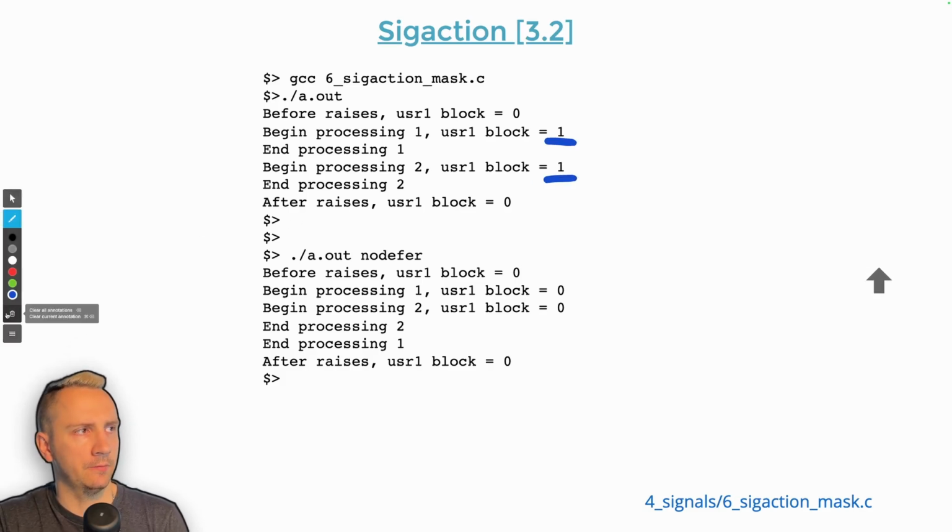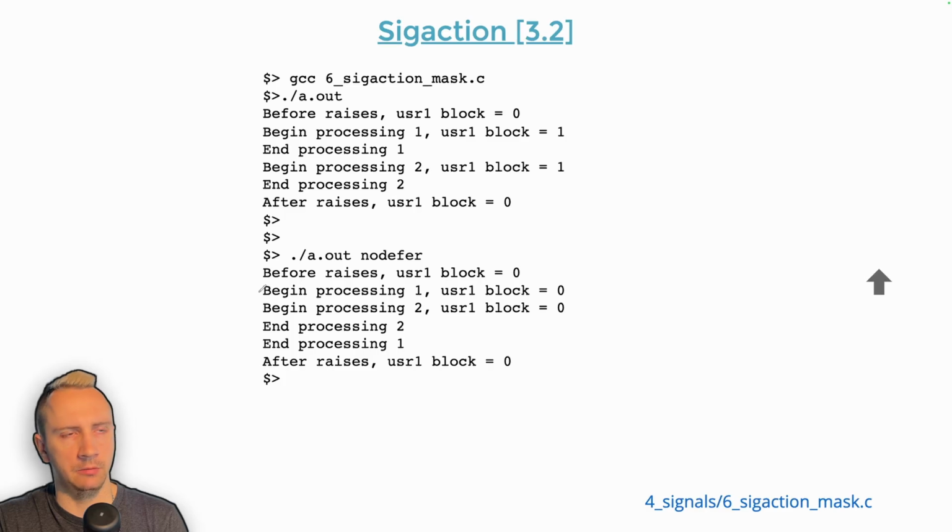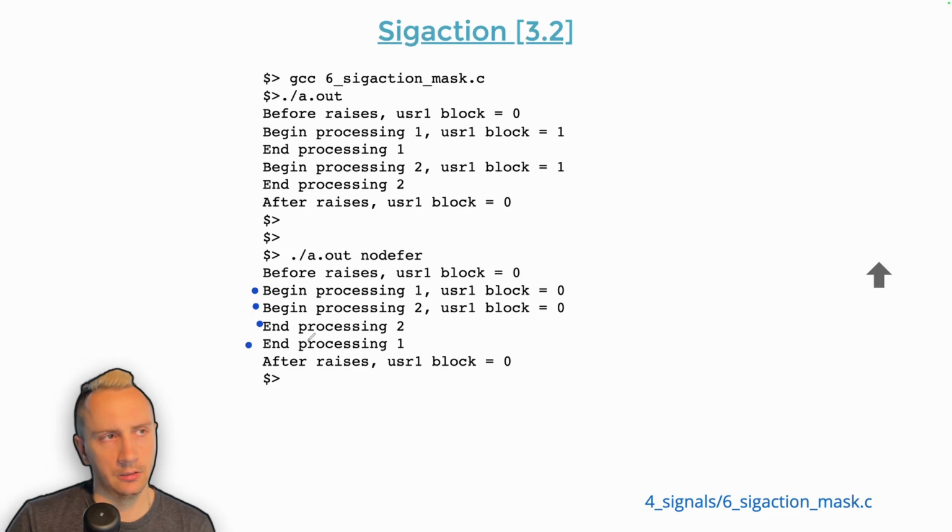And then when I specify the no defer flag, we can see that it becomes recursive. We begin handling of the first one, raise the signal, and instantly begin handling of the second one. Then we finish the second one, and then we finish the first one. So it was recursion, and the signal was not blocked anywhere. You see, it was always unblocked.